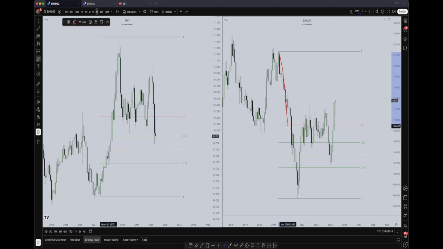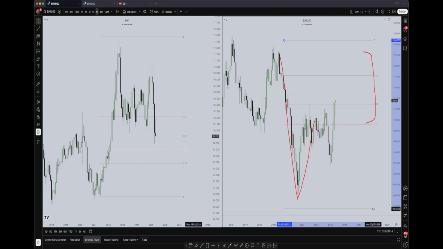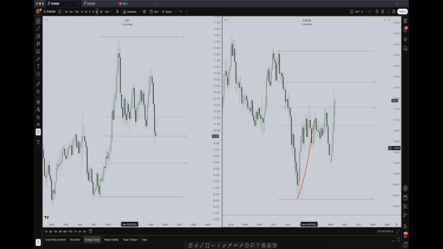Same here. After this displacement to the sell side, we expect a retracement in this area. This is the premium area, and after that, sorry, I didn't do this properly. This is opposite, like this. Yeah, right. So now price is in this area. EURUSD is in premium, and the dollar index is in the discount zone.